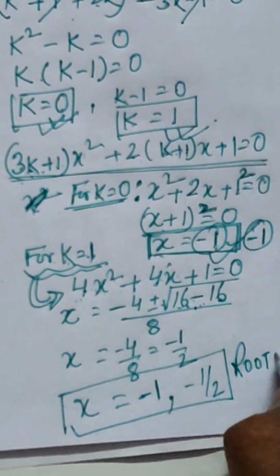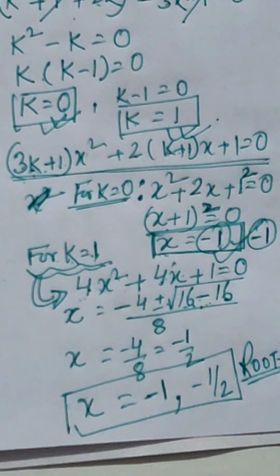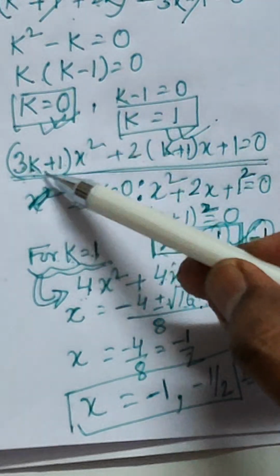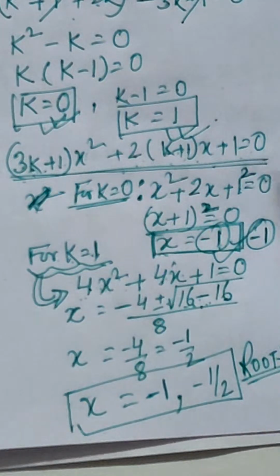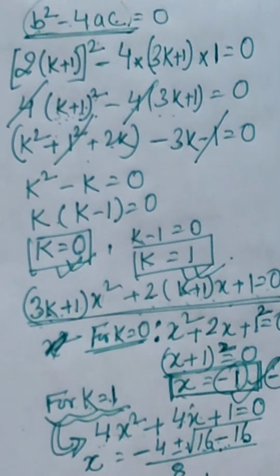These are the roots of the quadratic equation 3k plus 1 times x square plus 2 times k plus 1 into x plus 1. I hope you like the solution.